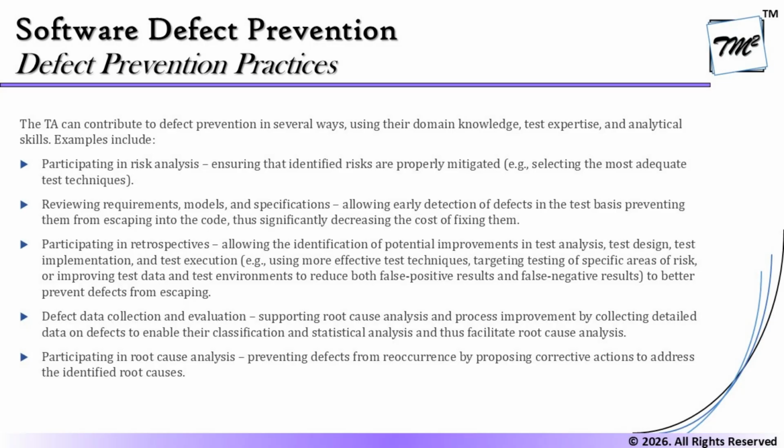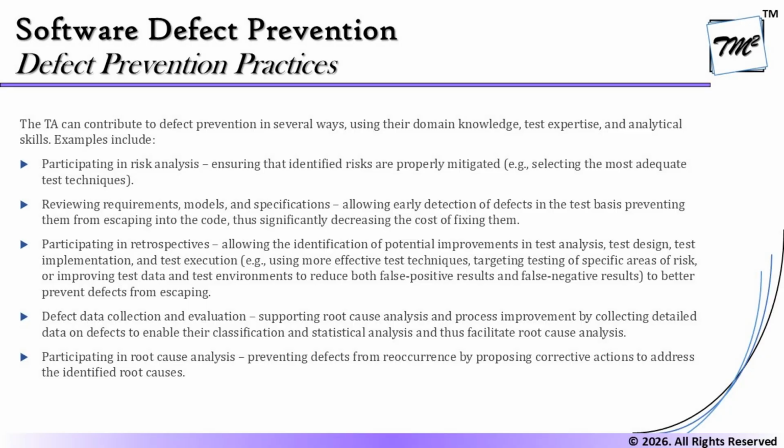The third one is, of course, participating in the retrospective, where the retrospective allows the identification of potential improvements in any of the test phases, be it analysis, design, implementation, or execution, to better prevent defects from escaping. Remember one thing, a retrospective is not just a call to action or a ceremony where we sit together to discuss what we could have done better, but it is also a practice to identify the gaps in the process which we can use to prevent defects in the upcoming sprints.